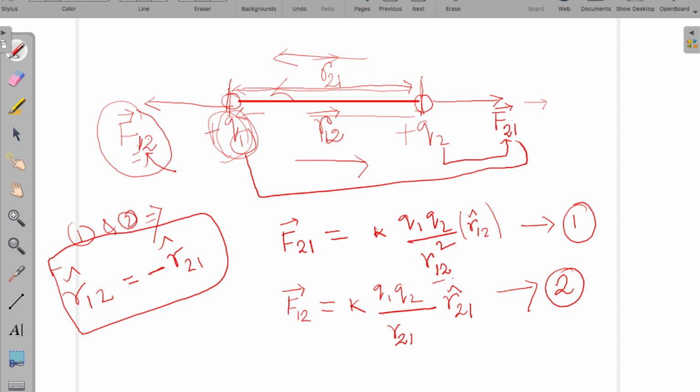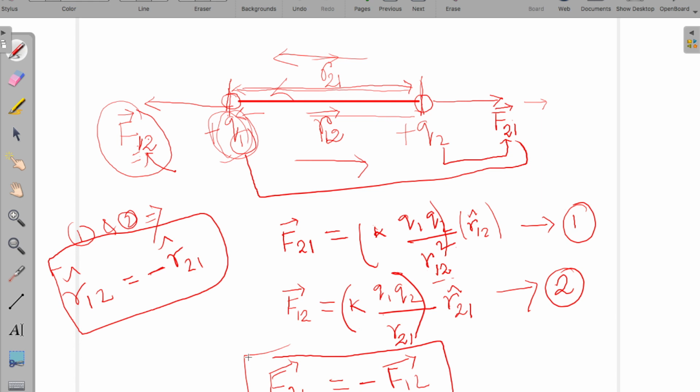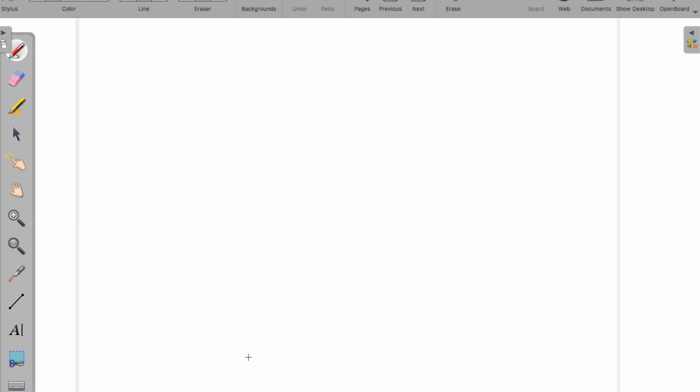All the other quantities except the unit vector, except the direction of the unit vector, are the same. So we can write the force F21 is equal to minus force F12. Their magnitudes will be the same but the direction will be opposite.